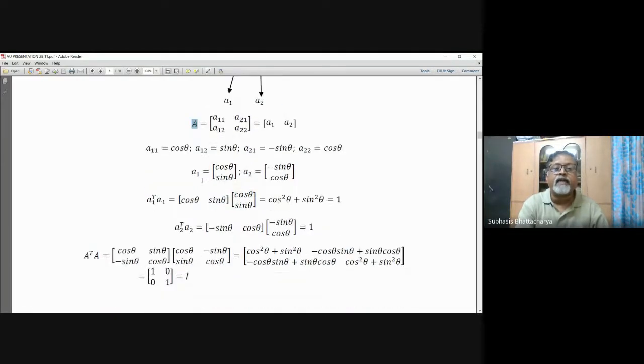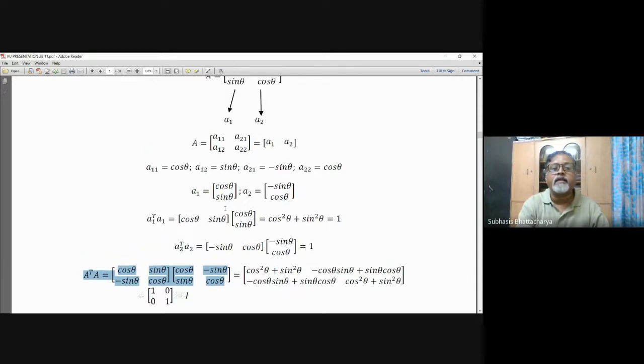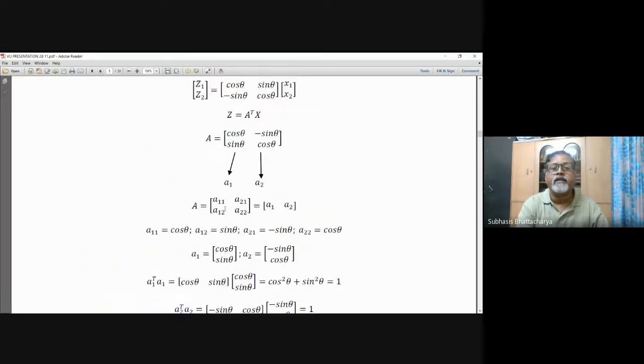Not only this, it also holds for the total matrix A. If I consider A transpose A, this multiplication, then A transpose is written here, that is this matrix, and A is here, that is this matrix.